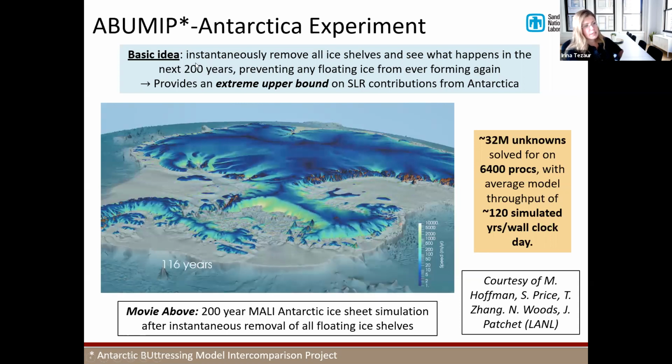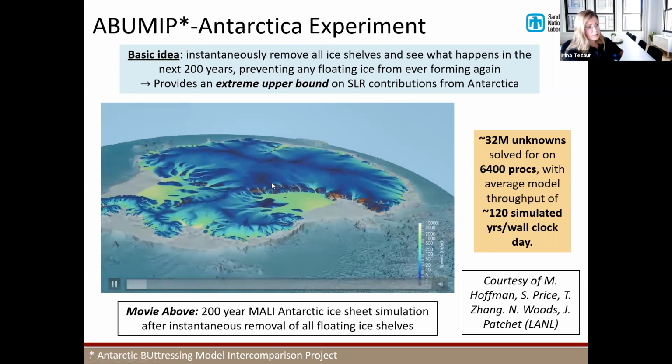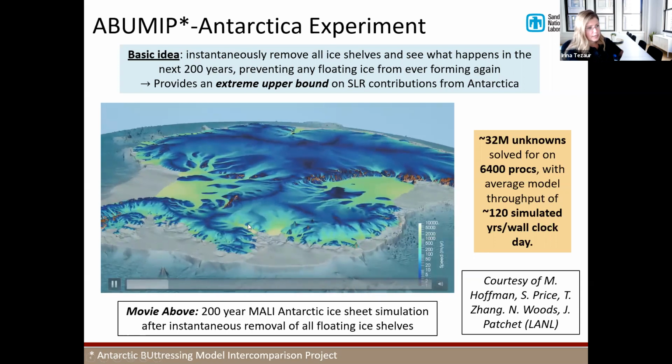This is not a realistic problem, but it's important because it provides an extreme upper bound on sea level rise contributions from Antarctica. As this runs, if you were paying attention, you can actually see this buttressing effect. When the ice shelves get removed, you see all this rapid loss, and this is the buttressing phenomenon I was mentioning. You really see it in the simulation.